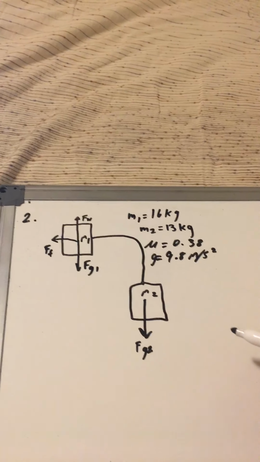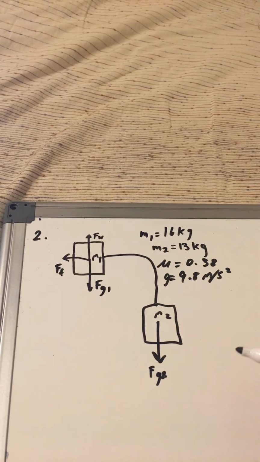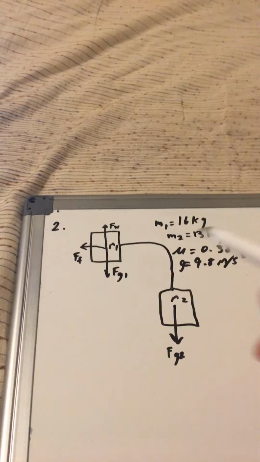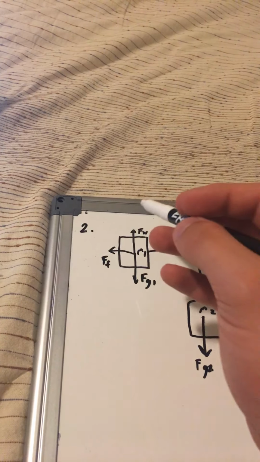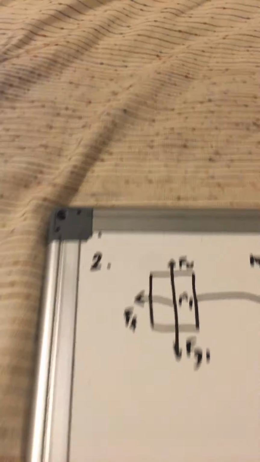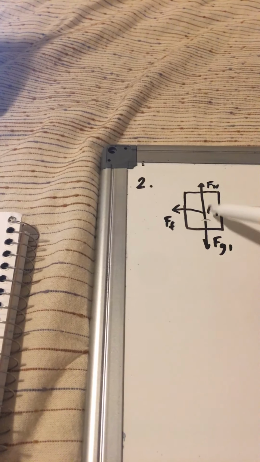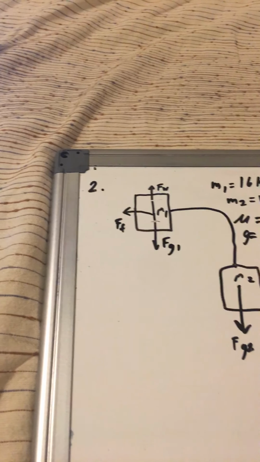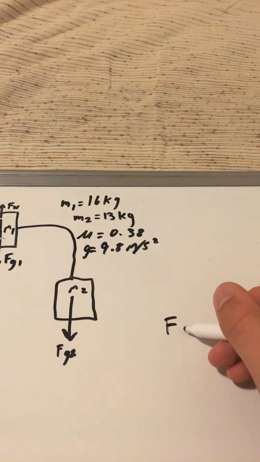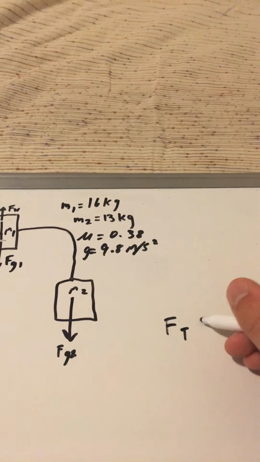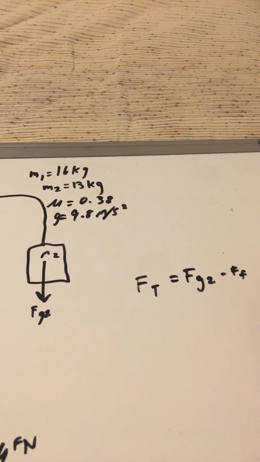So once you have all these things, you can set up an equation. So you know that FG1 equals up here F of N. So those two pretty much just cancel, so you can just kind of do that, or they're equal, whatever you want to do. And then you can come over here and go FT equals F of G2 minus F of F. And so through this, you can substitute.